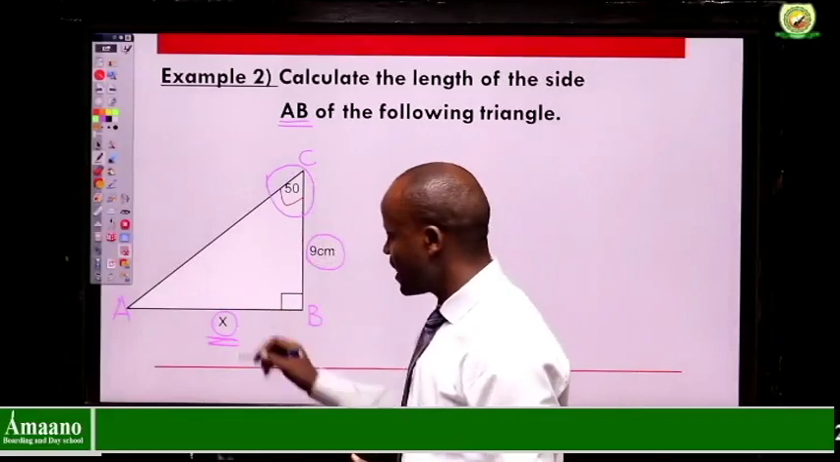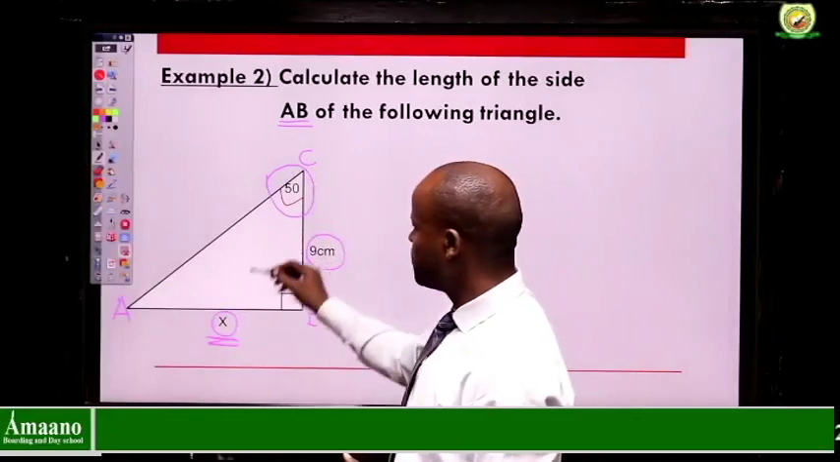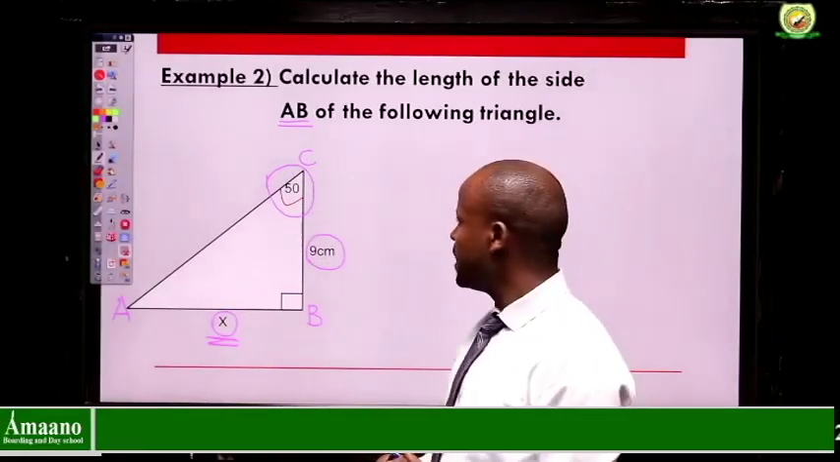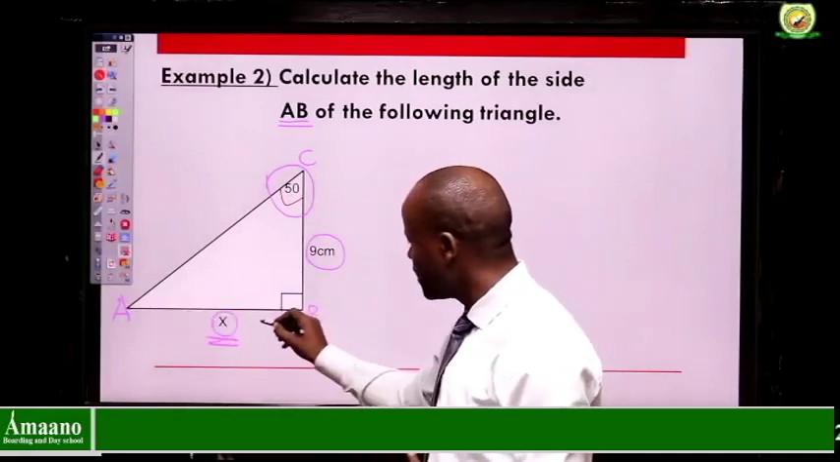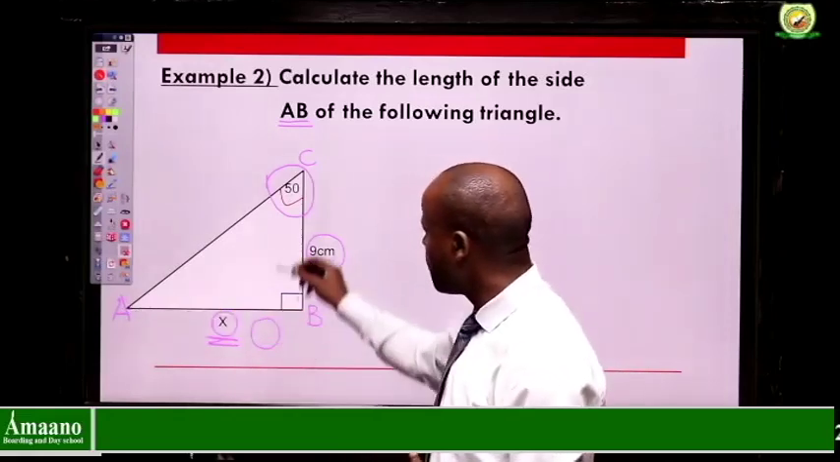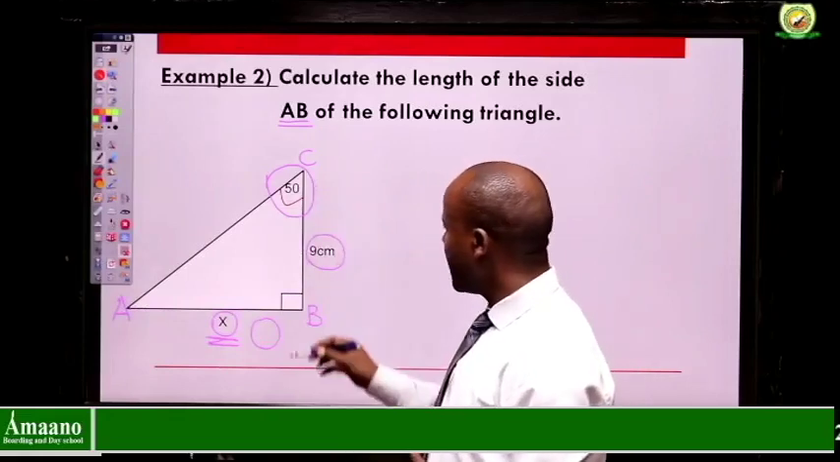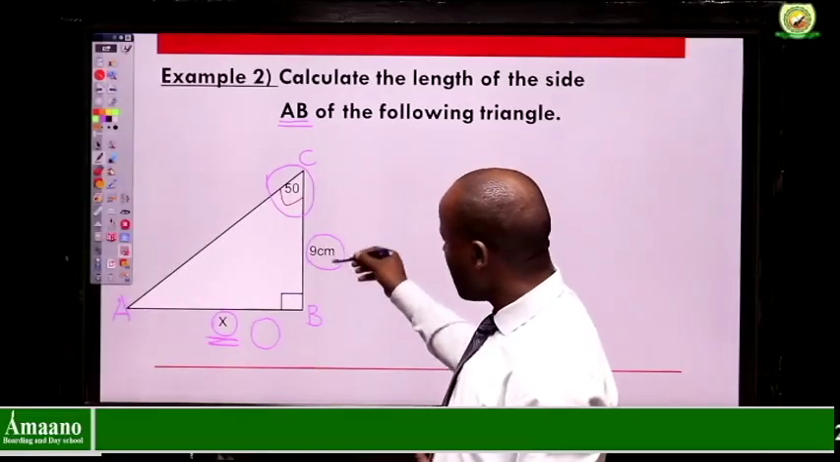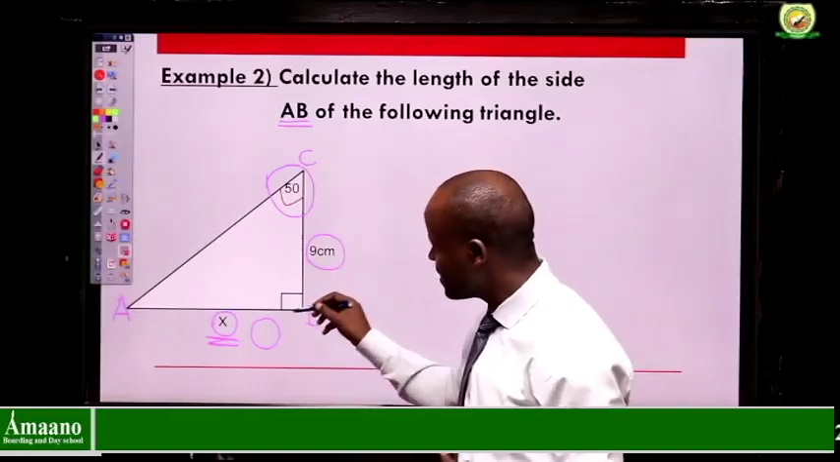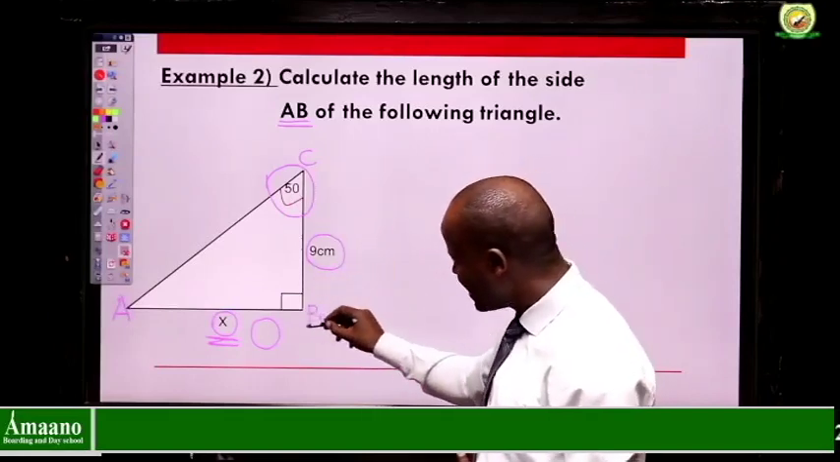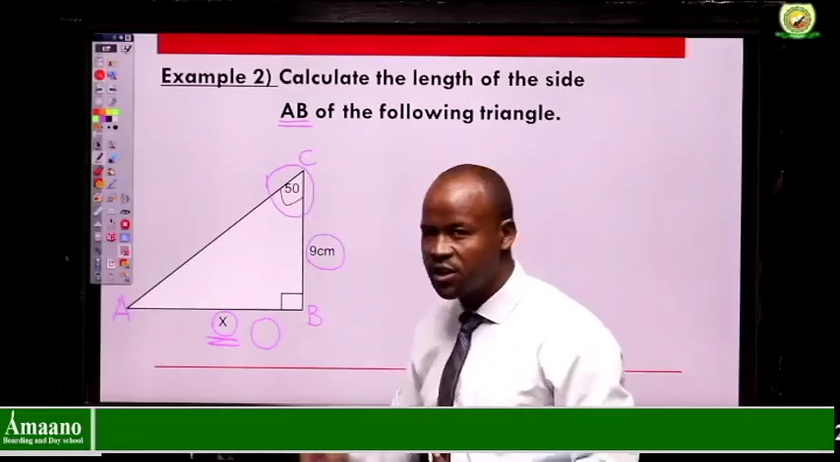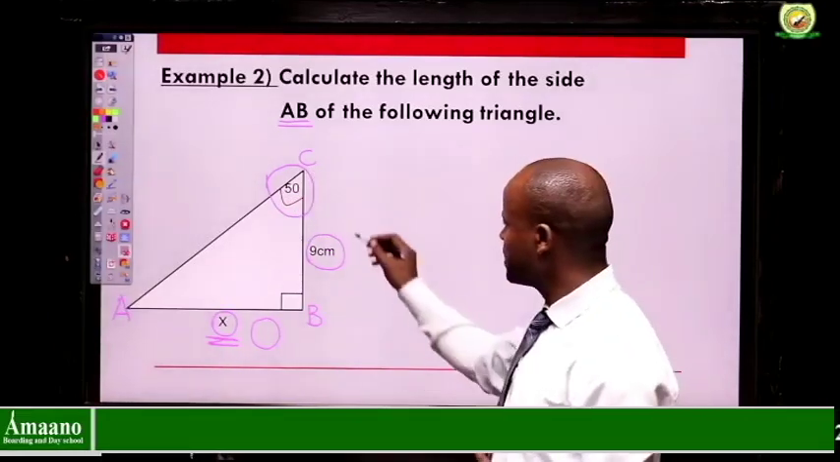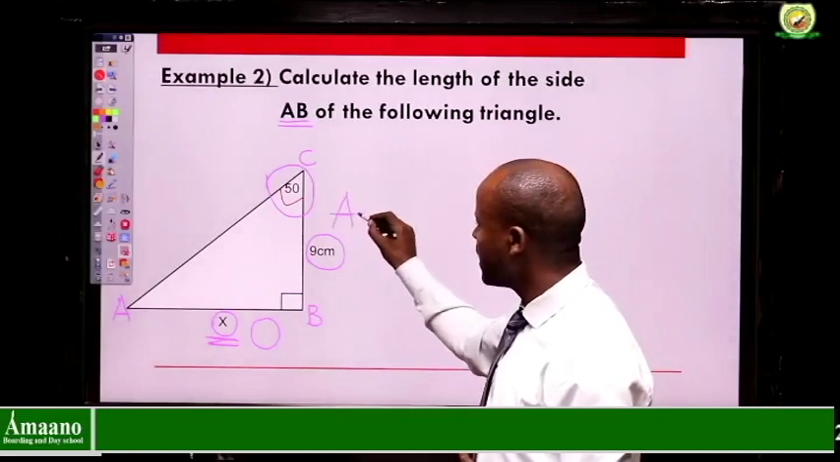Now let us see this x. What relationship do we have between x and the 50 degrees angle? This x, the side given by AB, is opposite, it's O, opposite to this 50 degrees. And this side, which is given by 9 centimeters, is the side which joins the 90 degrees angle and the given angle whose degree measure is 50 degrees. It is adjacent. We call it the adjacent side, A.